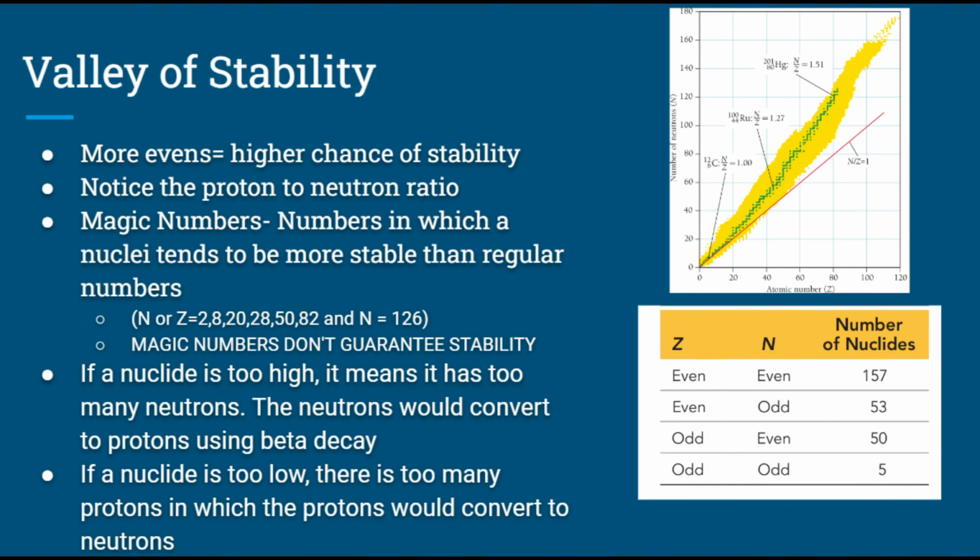The valley of stability is just a graph in which we utilize our proton to neutron ratio to see where it would be placed on a graph. We would have to utilize beta decay or alpha decay to get back on the valley of stability, in which our nuclide will finally be stable and not radioactive.